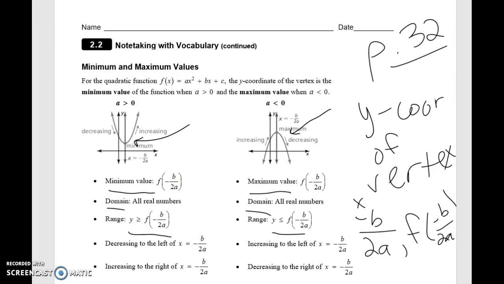And then let's talk about increasing and decreasing. Notice in the first picture, it's going to go down and then come up. So it's decreasing on the left and increasing on the right, where when it's a sad face, we're going to increase first and then decrease. Let's try an example before moving to the next part of the journal.